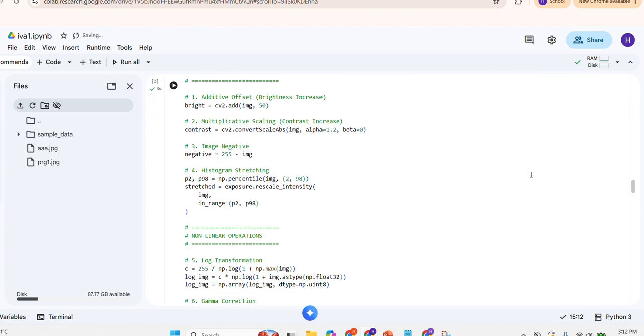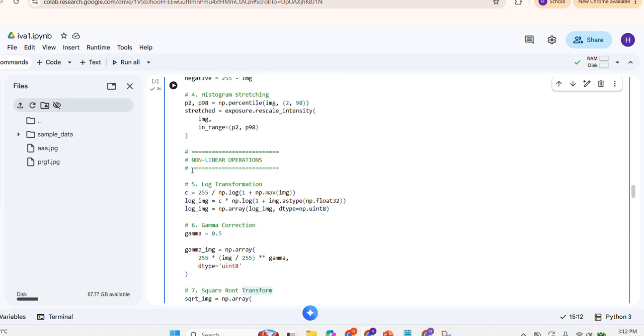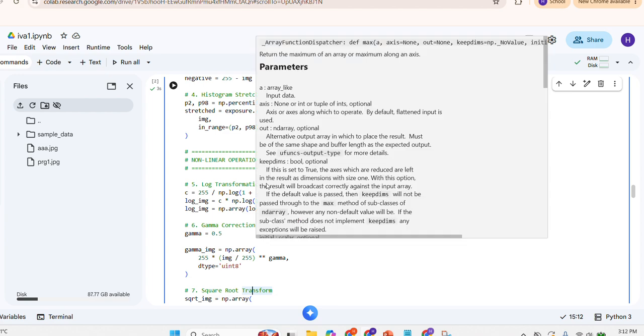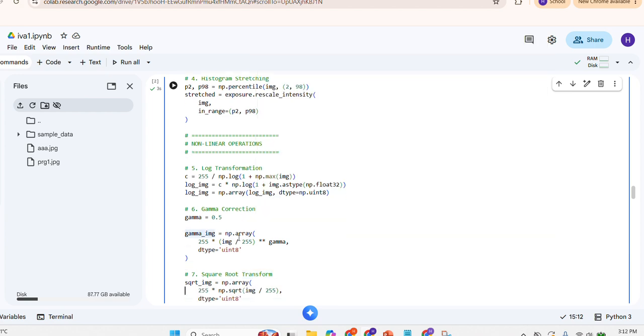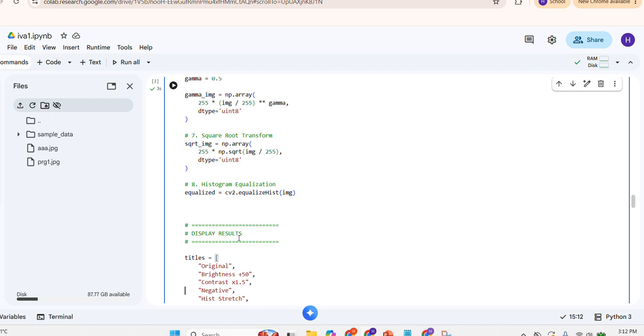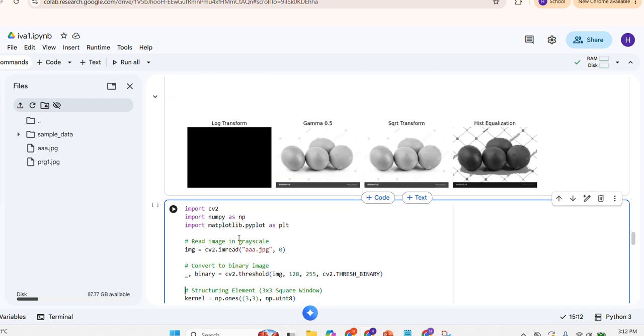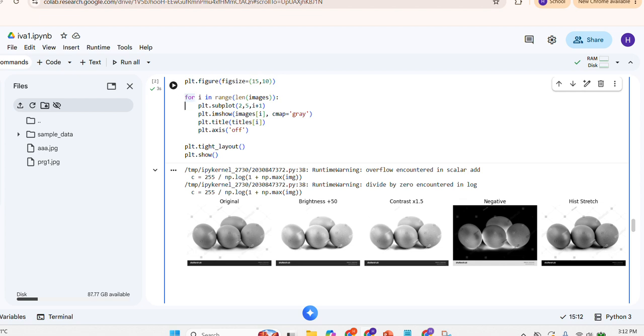So here I am adding 50, multiplying each pixel value by 1.2, 255 minus the image, and histogram stretching. Under non-linear operations, log transformation is performed, then gamma correction, square root, and histogram equalization. With the original image, I'm getting these results.